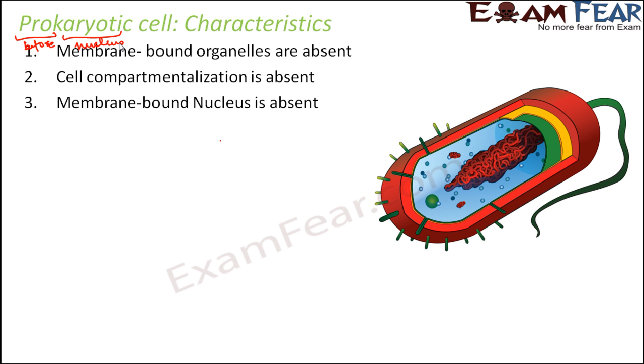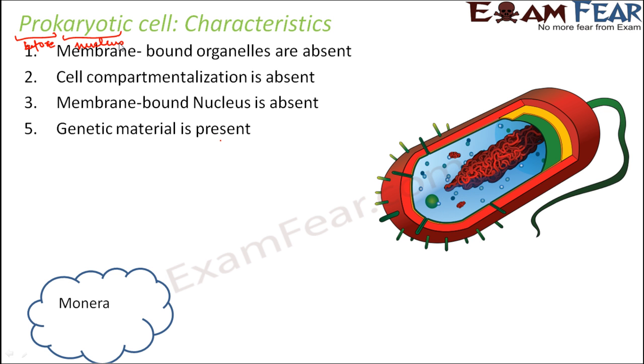The genetic material, the proteins, the enzymes, everything is just scattered here and there. Membrane bound nucleus is absent. Now, in eukaryotic cells, the nucleus was surrounded by a nuclear membrane, and inside that the genetic material was properly organized. But in this case, there is no membrane bound nucleus. However, genetic material is present, but it is just scattered in the cytoplasm.